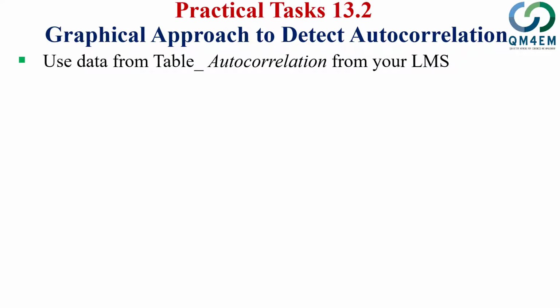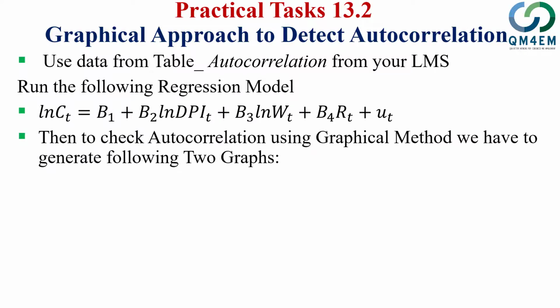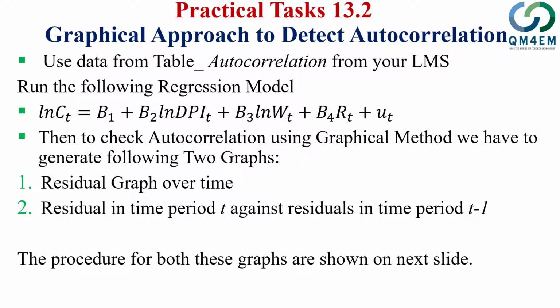This is practical task 13.2. Again, you will need the same autocorrelation data which we have used to estimate the model. You have to run the model, the double log model, which we just did a while ago, and then to apply the graphical method, two graphs have to be generated. As I told you, the residual graph over a period of time, and then the residual in time period t against the residual in time period t minus 1. Please do note that these are the forecasted residual values, because the original residual values are unknown, they are from the population, so we don't know that. Once this procedure for both graphs is applied, you get these two graphs.